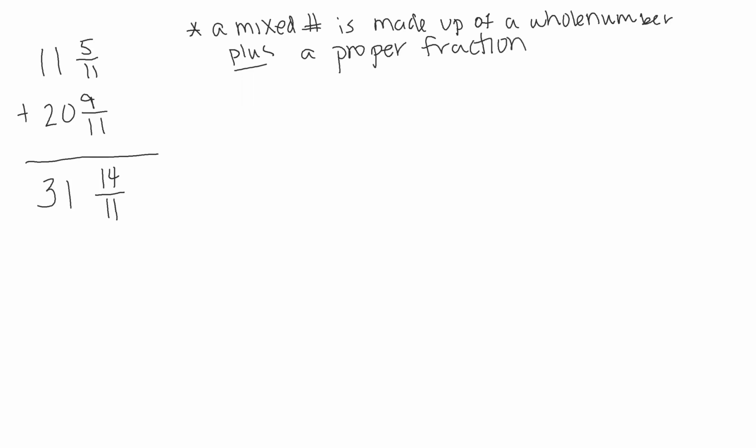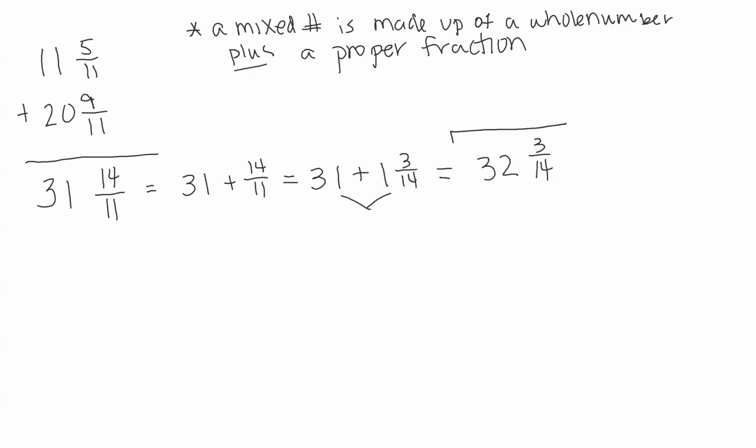It's not. So I'm going to go ahead and do a little work. I'm going to take my whole number and add my improper fraction. And then I'm going to convert my improper fraction to a mixed number. So this is really going to be 31 plus, let's see, 11 will go into 14 one time with 3/11 left over. All right. This is now really easy to add. I just add the 31 and the 1 and then keep the 3/11. So 31 plus 1 is 32, and then I get my 3/11.